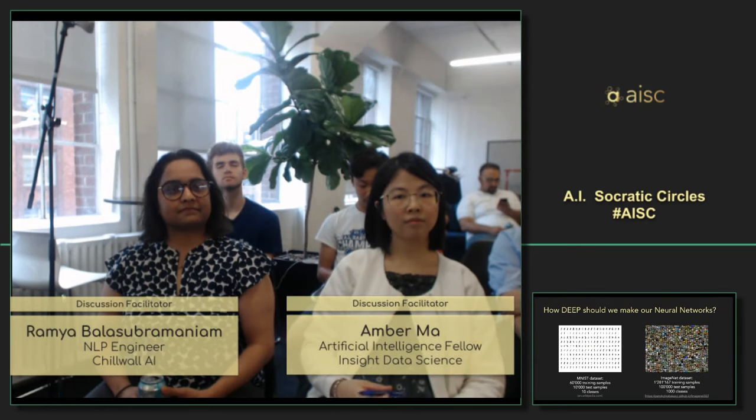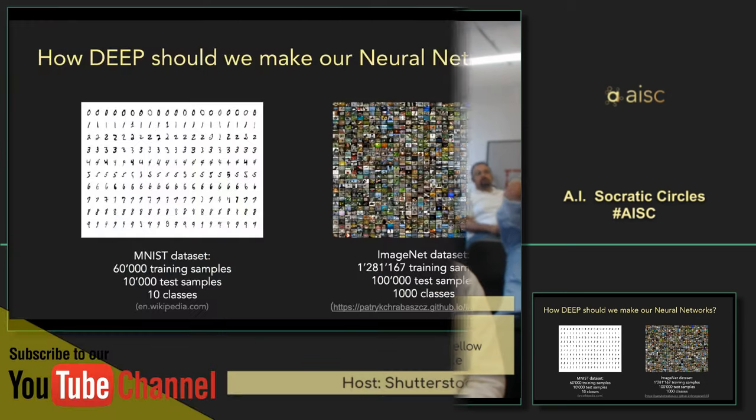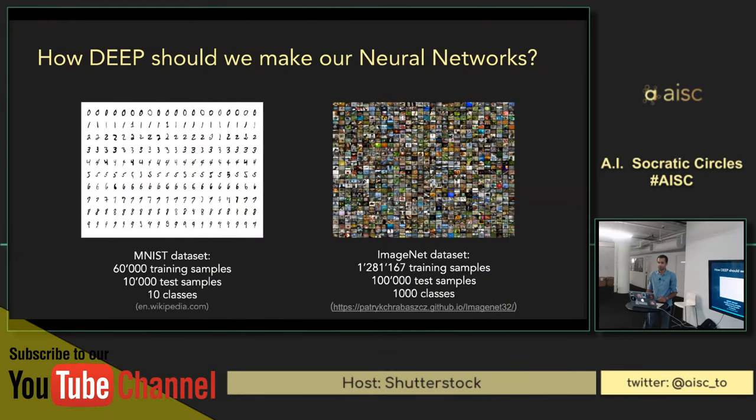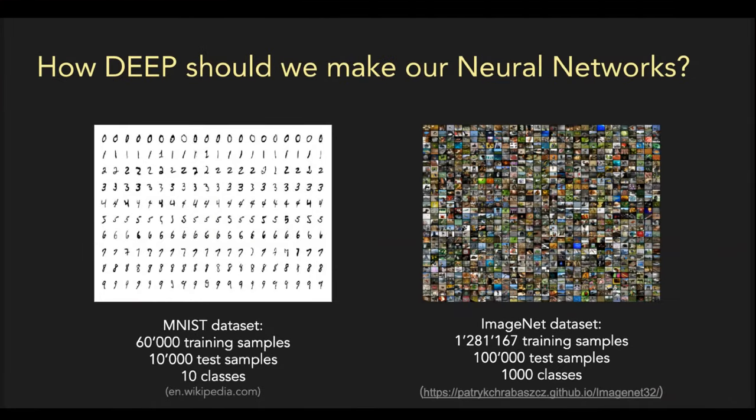In deep learning, a very good question to ask is how deep should we make our neural networks, and why should we even make them deeper? Do we need them all the time or not? Here is a simple example for two different tasks. One of them is MNIST, a very 101 dataset of machine learning and data science. The MNIST dataset was the handwritten recognition task of digits 0 to 9. As you can see, it has only 10 classes, 60,000 training images, and 10,000 samples for testing.